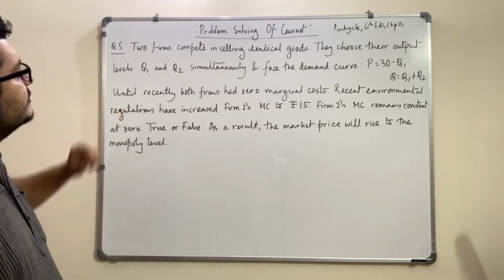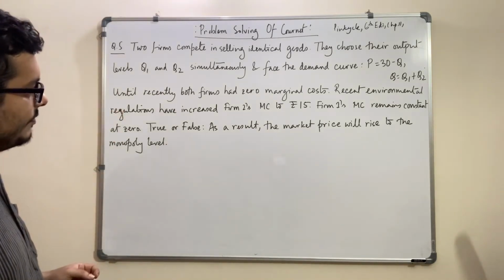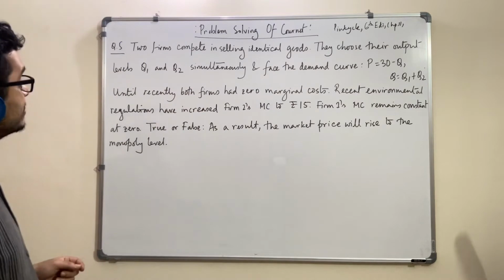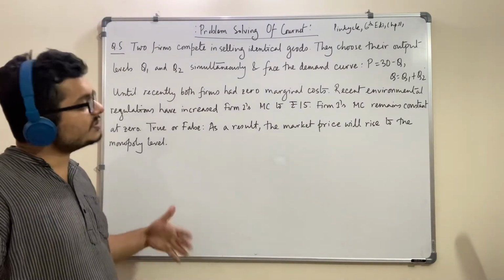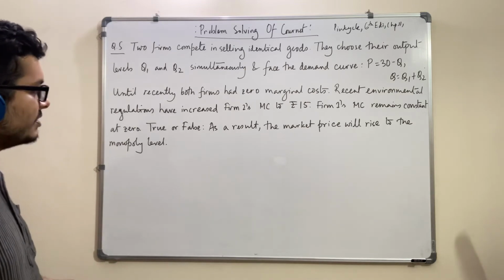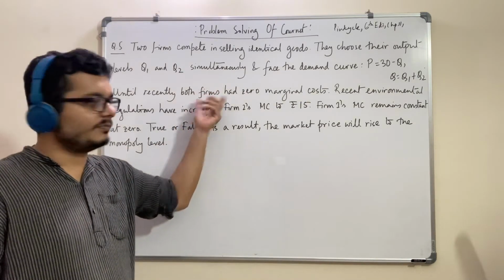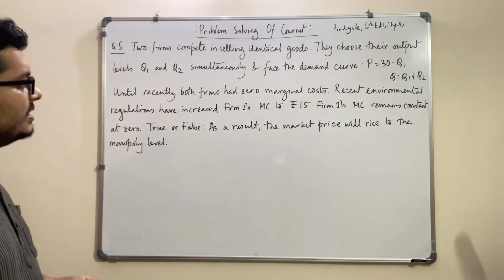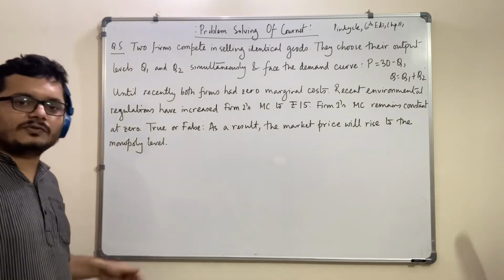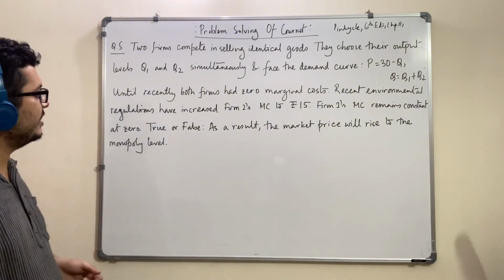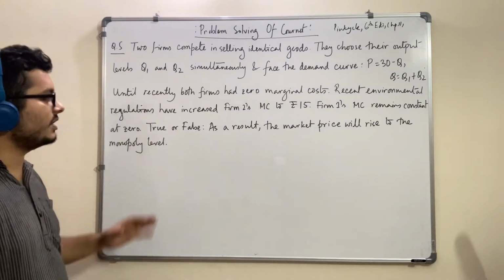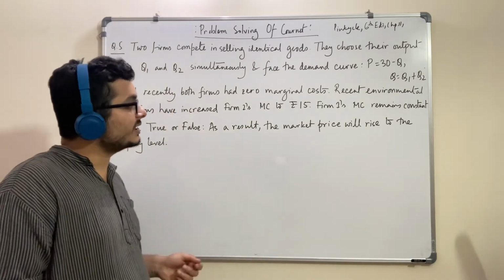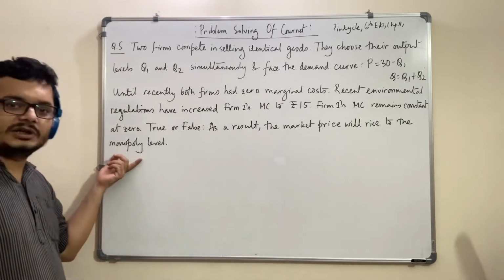Until recently, both firms had zero marginal costs. Recent environmental regulations have increased firm 2's MC to rupees 15. So the earlier scenario was MC 0 for both. Now firm 2's MC is rupees 15, and firm 1's MC remains constant at 0. So the MC of one firm actually increased. Now there is a statement, true or false, we have to comment on that: that because of this, as a result, the market price will rise to the monopoly level, right?